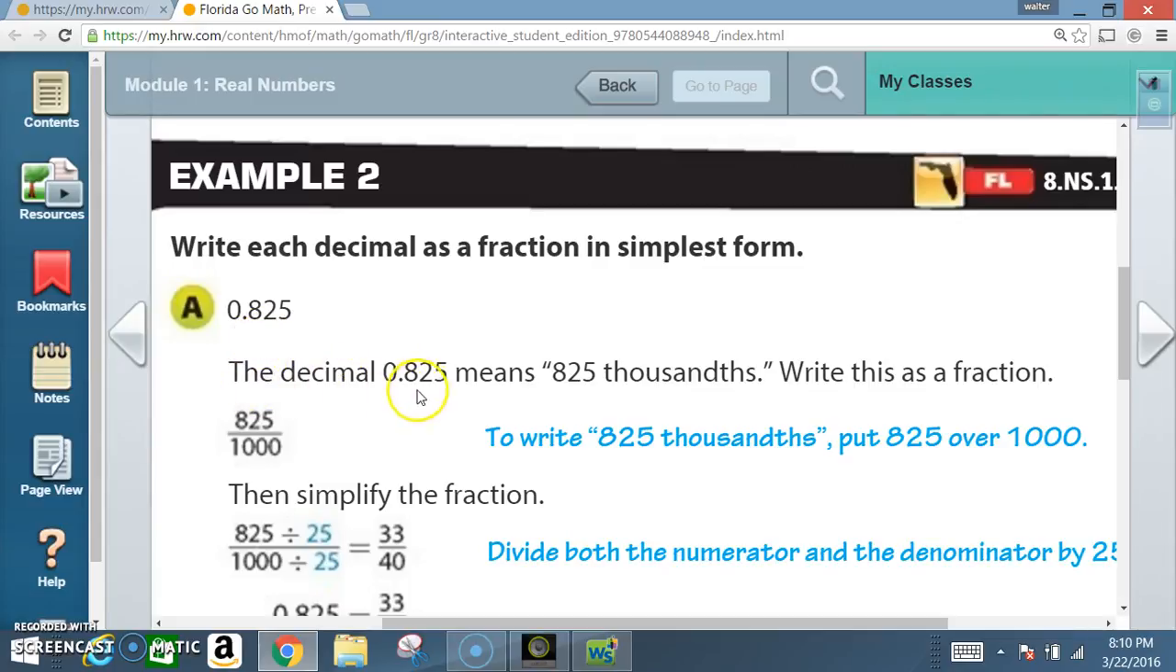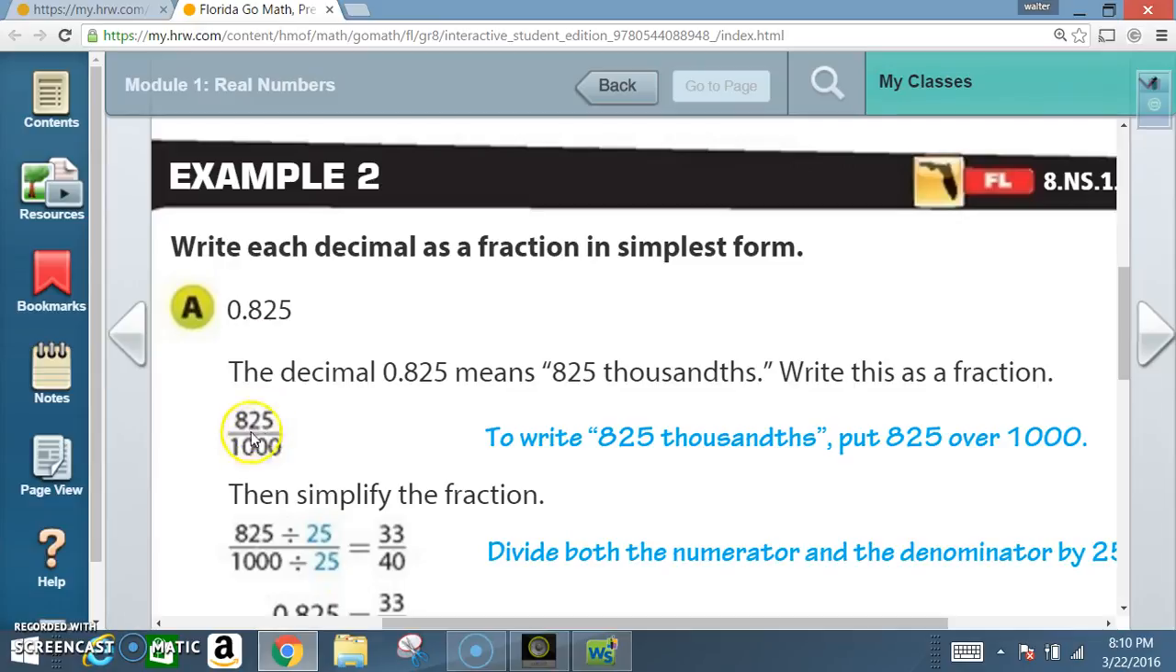0.825. The decimal 0.825 means 825 thousandths. Write this as a fraction. To write 825 thousandths, put 825 over 1,000. Now, how do we know to use the word thousandths? We have to know our places. The 8 is in the tenths spot. The 2 is in the hundredths spot. And the 5 is in the thousandths spot. Once again, 8 is in the tenths, 2 hundredths, 5 thousandths. So it's real easy to write 825 over 1,000.